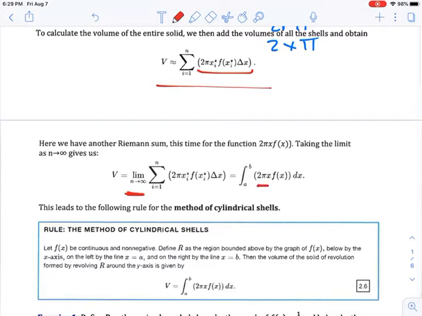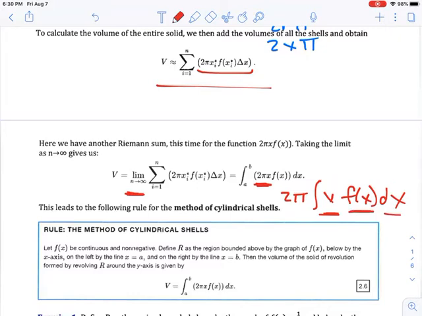2 pi x altogether was the radius. But remember, 2 pi is just a constant, so we could put 2 pi out in front times the integral of x f of x dx, where x represents the radius, the function value f of x represents the height of the rectangle, times dx.